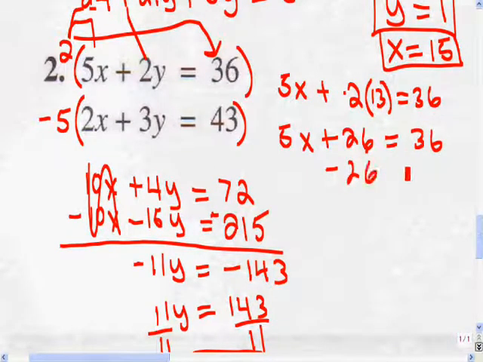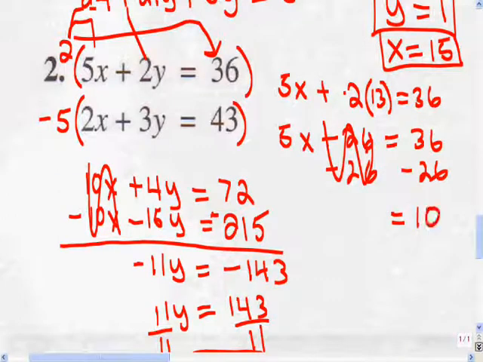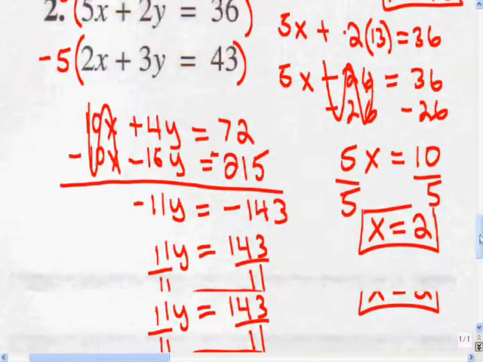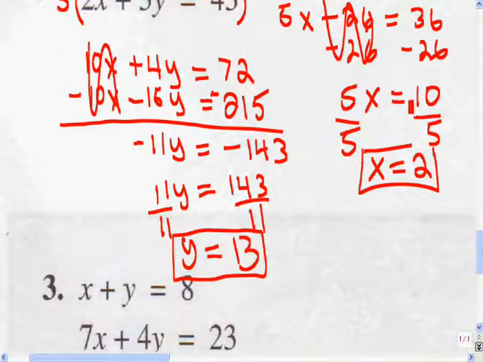Now I'm going to subtract 26 from both sides. That cancels out. 36 minus 26 is 10. So 5x equals 10. And now I'm going to get rid of the 5x by doing the opposite operation of multiplication, which is division. So I'm going to divide both sides by 5. x equals 2. So my answer is x equals 2 and y equals 13.